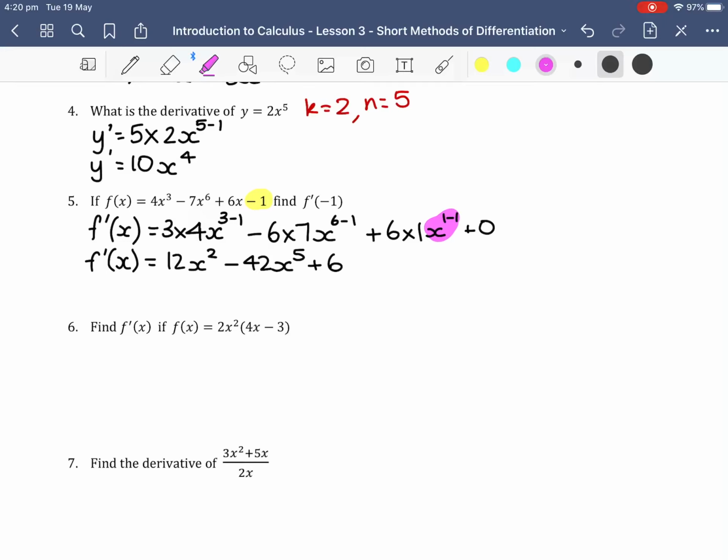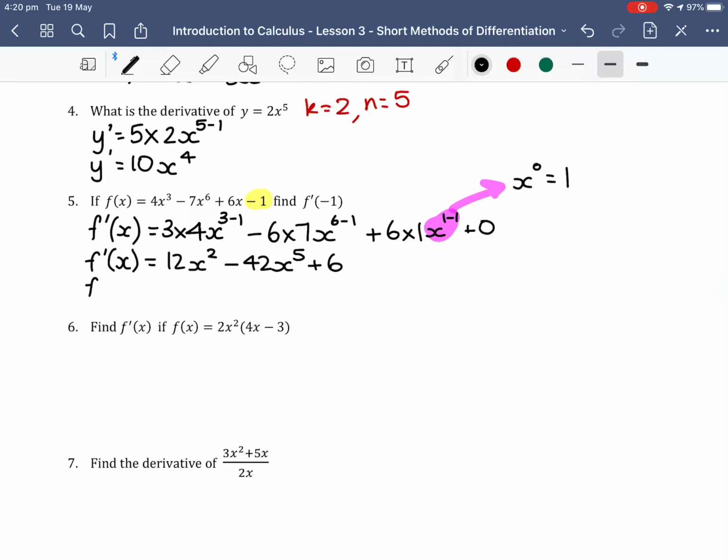and a little reminder that our x to the power of 1 minus 1 is just equal to x to the power of 0, where x to the power of 0 equals 1. So then this is just 6 times 1, which is just 6.